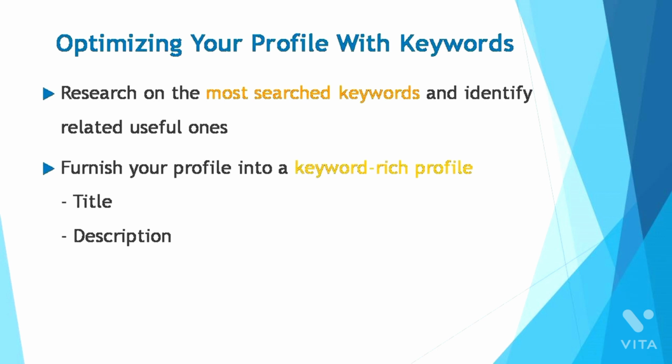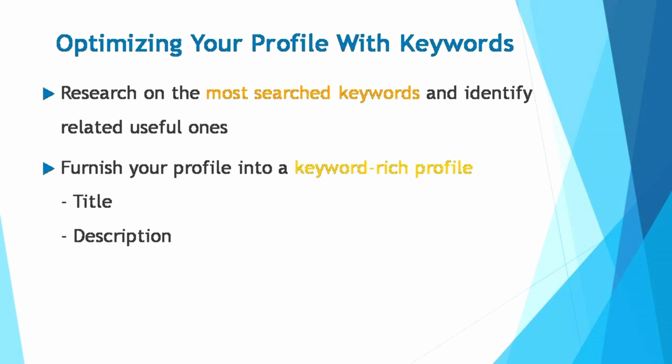Research your desired clients and make a list of common keywords used within that field and industry. You can also use the Google AdWords keyword tool to figure out which terms will increase your likelihood of being discovered when searched. After you've identified the most searched and related keywords, your next step is to turn your profile into a keyword-rich profile. First of all, make sure that your job title uses keywords that people will likely use when they're searching for the expertise that you offer.